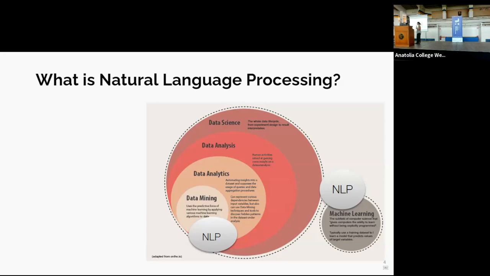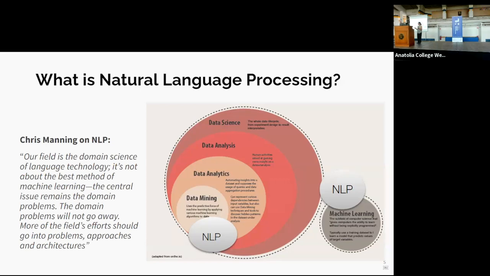And here, what this diagram shows you is that NLP is part of the whole data life cycle, from experiment design, so how you operationalize a problem, to result interpretation. So it involves steps from deciding how you formulate a particular problem, how you represent the data, how you incorporate human knowledge and insights, and then how you train the model to perform various tasks.